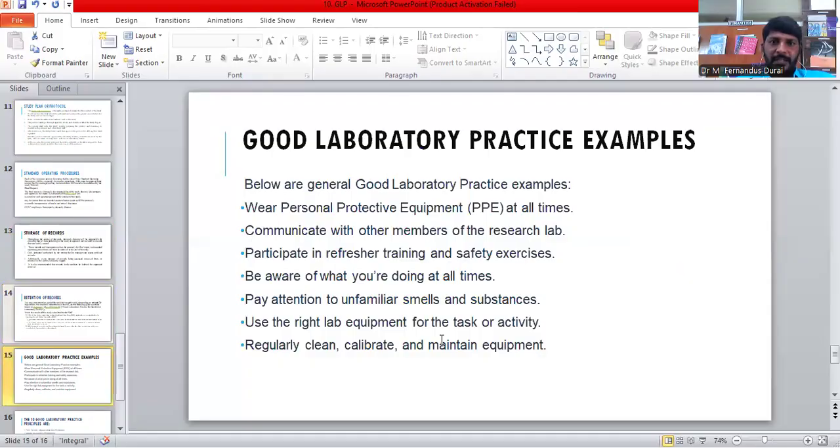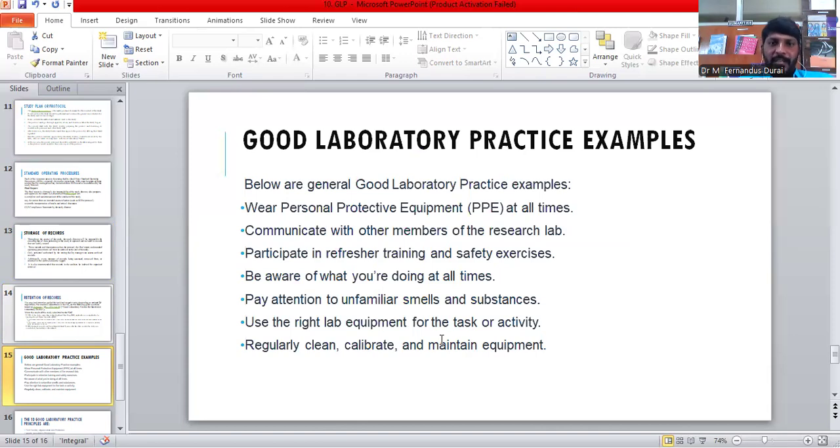And the example for GLP, the good laboratory practices. The below are general good laboratory practices. So, wearing personal protective equipment, PPE, at all times. We can remember PPE during COVID, when public officers and clinical workers, nurses and doctors, wore green from head to foot. It's called PPE, personal protective equipment. It's not only useful at that time, it's very useful at all times.